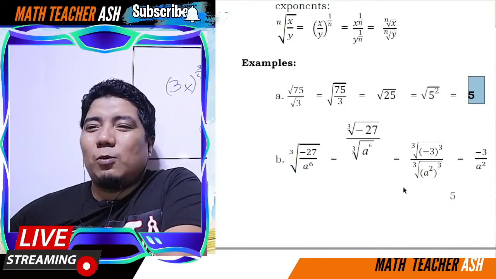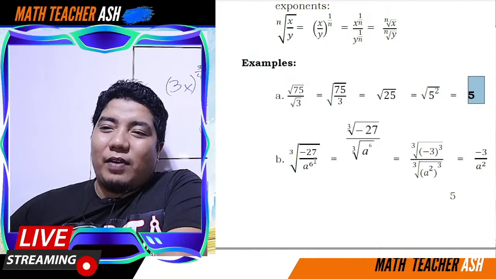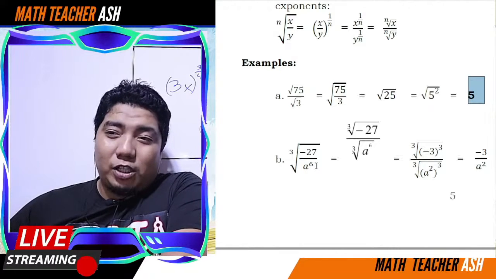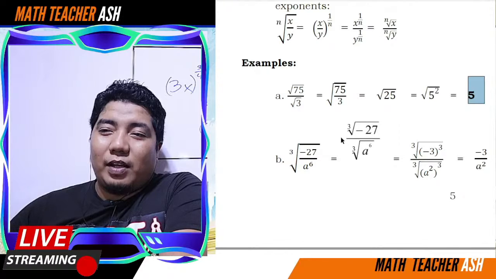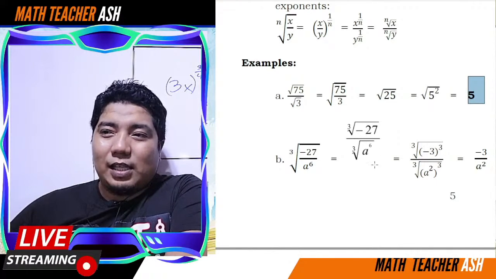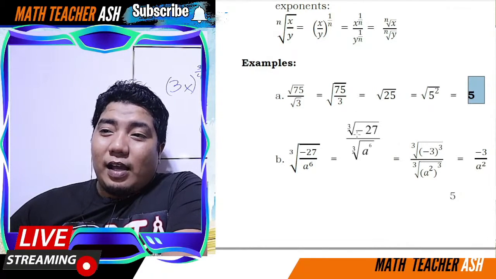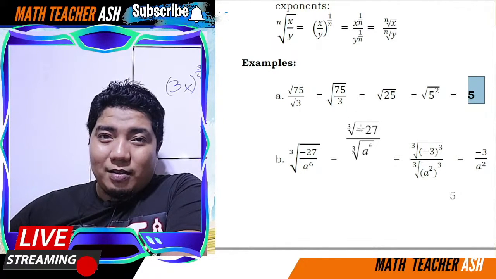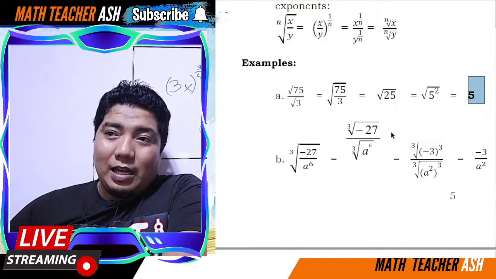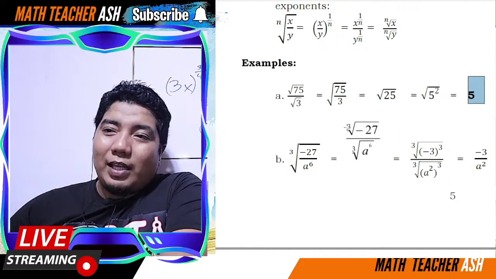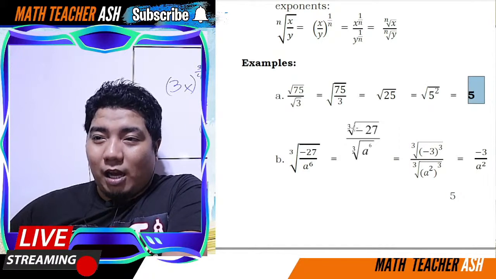Alright. So, how about this one? We have here the cube root of negative 27 over a to the power of 6. Of course, my dear math learners, pwede mong ihiwalayan siya. The cube root of negative 27 divided by the cube root of a to the 6. Now, my dear math learners, remember that if we have a negative radicand, it will copy our final answer, the sign, provided na yung index natin ay odd positive integer.